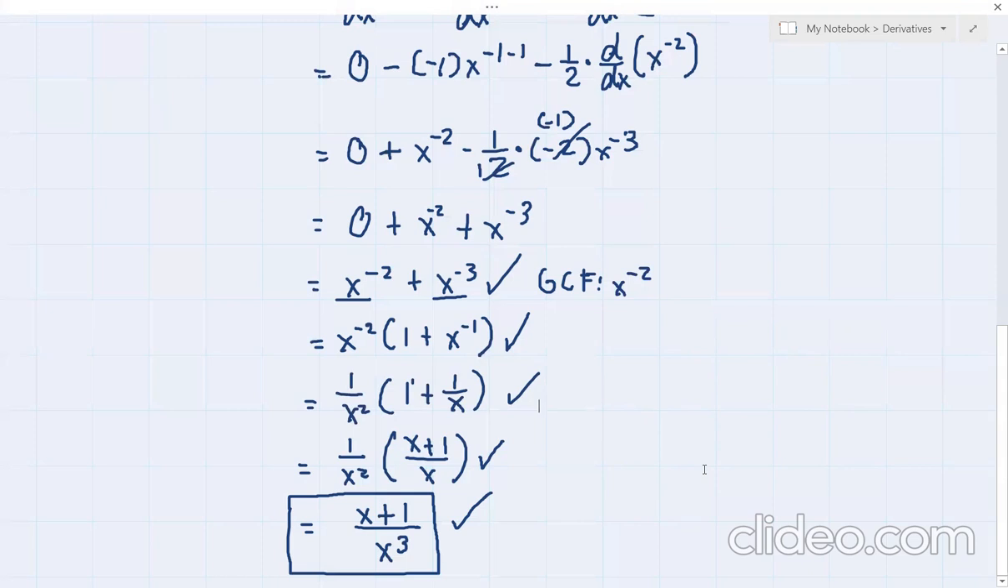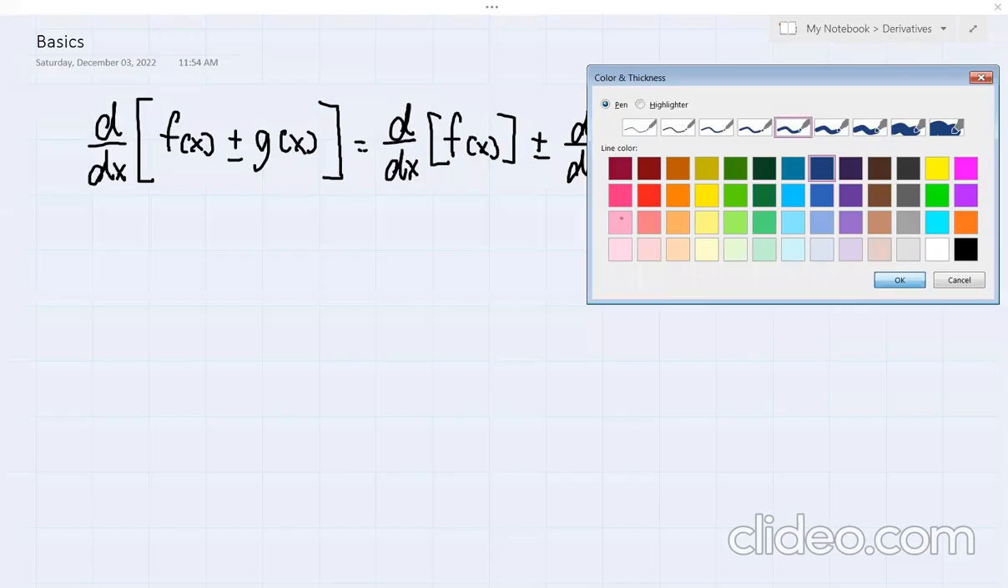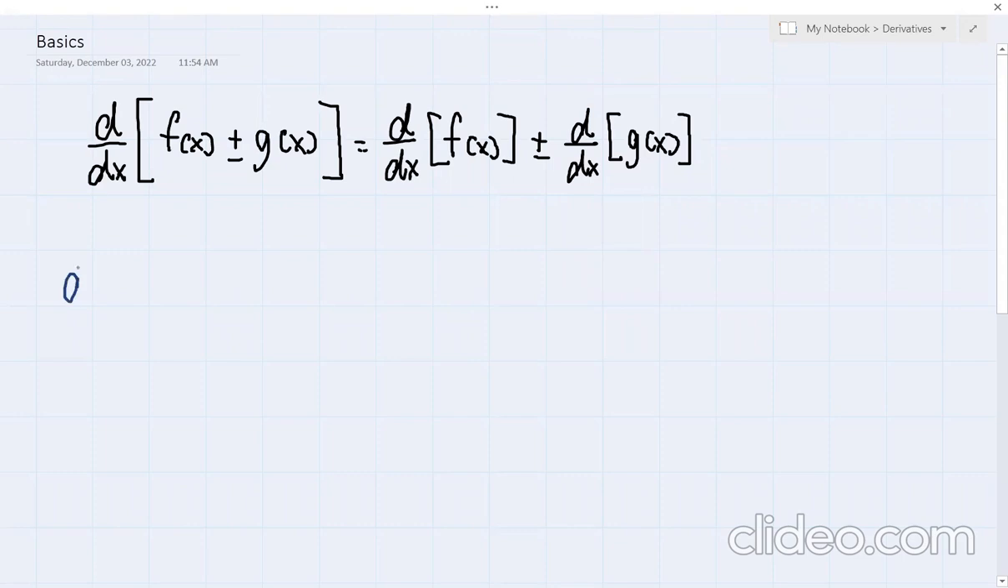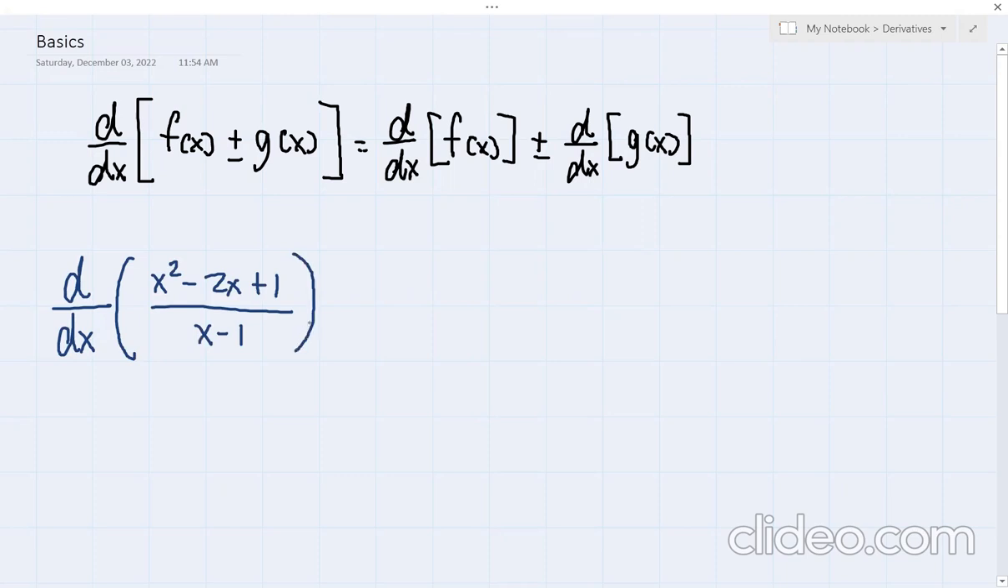Ngayon, here's the thing. What if meron tayong rational expression? Hindi pa siya naka-simplified or naka-expand, okay? Pero meron tayong denominator na binomial. Okay? So paano yun? Kunwari, ito, meron akong example. Meron akong x squared minus 2x plus 1 all over x minus 1. So, paano to? Okay. How will you expand this one? Kung i-expand mo siya, ito mangyayari.